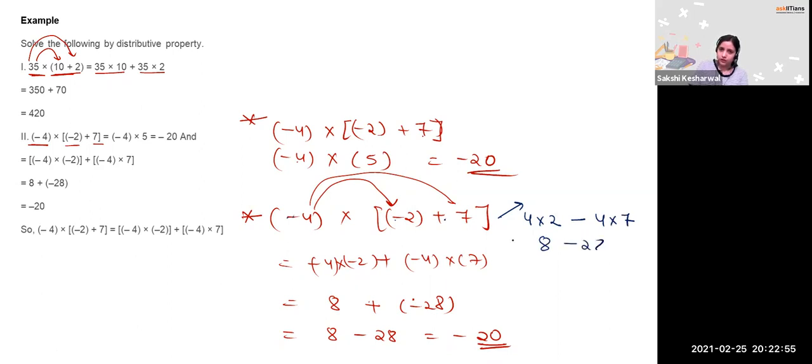So 8 minus 28, which is equal to what, beta? Minus 20. You have skipped this step. So you can do like this. Later on, you will be doing this only, not this, right?